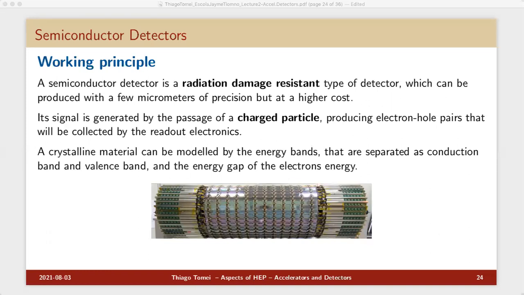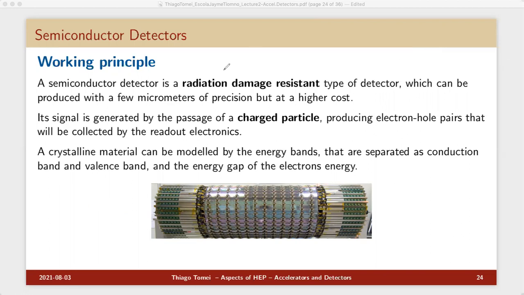Here I show you a picture of the CMS pixel detector, which is a gigantic silicon detector composed of silicon pixels that are sensitive to the passage of charged particles and can track and pinpoint the detection of charged particles with a precision of a few microns.